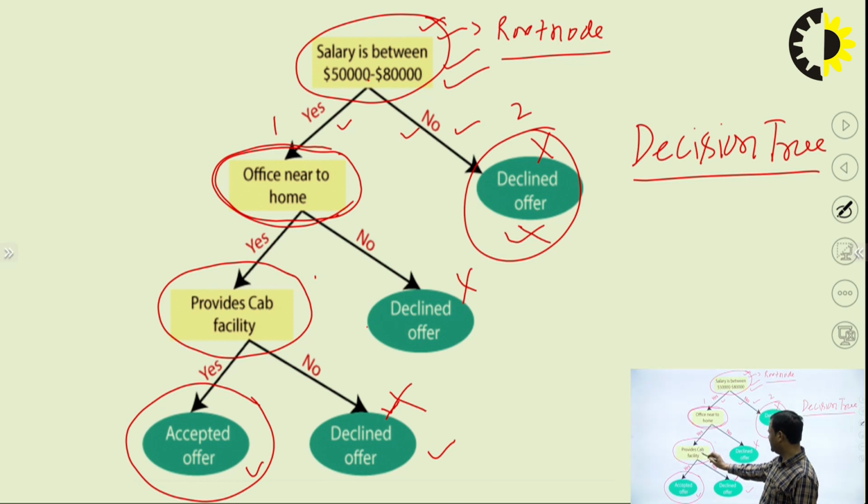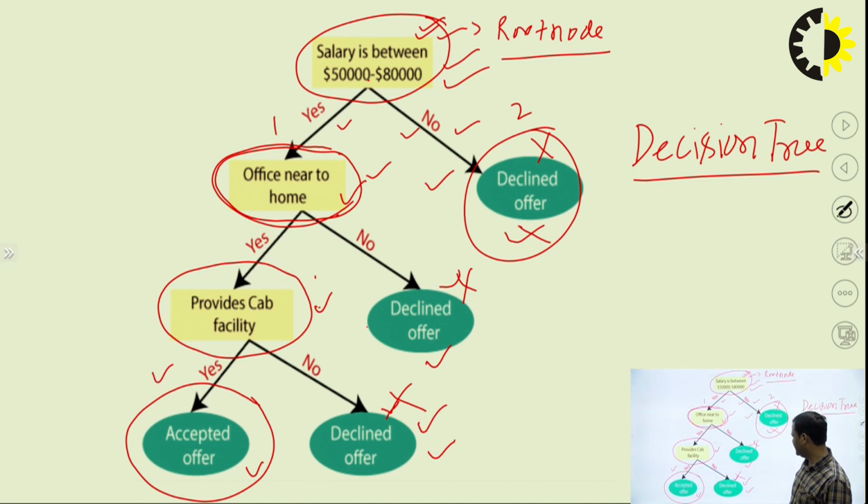For this particular decision node, this is the parent node, and for these 2 leaf nodes, this particular node is working as the parent node. So there is a parent-child relationship. This is the parent node, this is the child node. Again, this one is the parent node for these 2 nodes, and this parent node is providing the splitting into 2 leaf nodes, that is the accepted offer and declined offer. So this is the parent node for the accepted offer and declined offer. Again, office near to home is a parent node for these 2 particular nodes, and again this one is a root node also, and the parent node for these 2 child nodes.